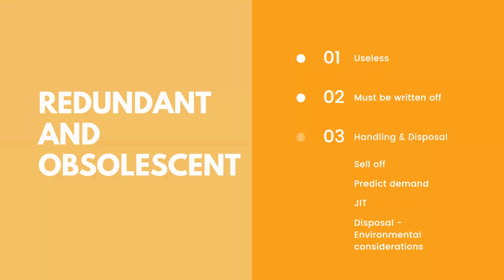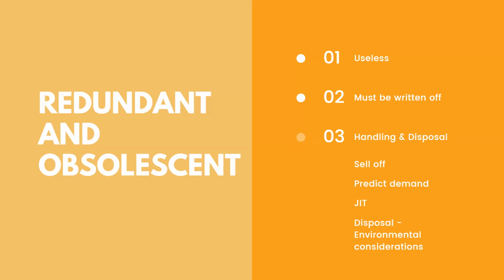Another type of classification that CIPS asks quite often is about redundant and obsolescent stock. They are stock that no longer has value because they could be outdated or no longer have demand in the market. So these items need to be written off from the accounting books, and that could be recognized as a loss for the business.